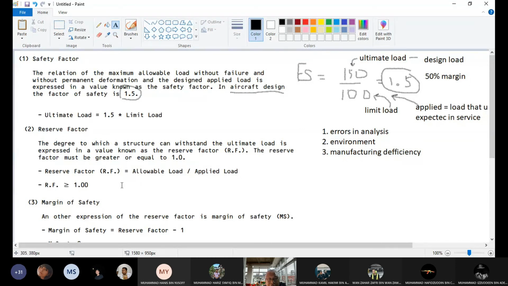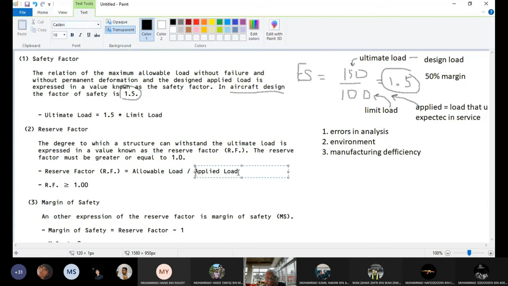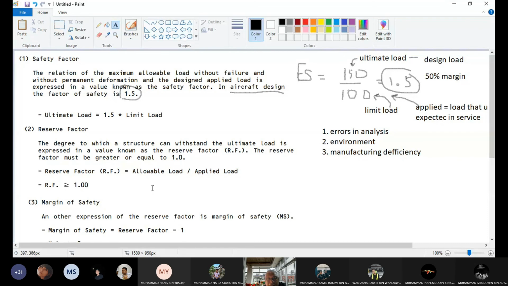In the case of reserve factor, it's very simple. Reserve factor is allowable over applied. Applied we can consider also as limit. So when you apply a load of, say, 100, and the allowable is 100, this is the reserve factor. Your applied load should not be higher than this. You only allow operation up to 100.